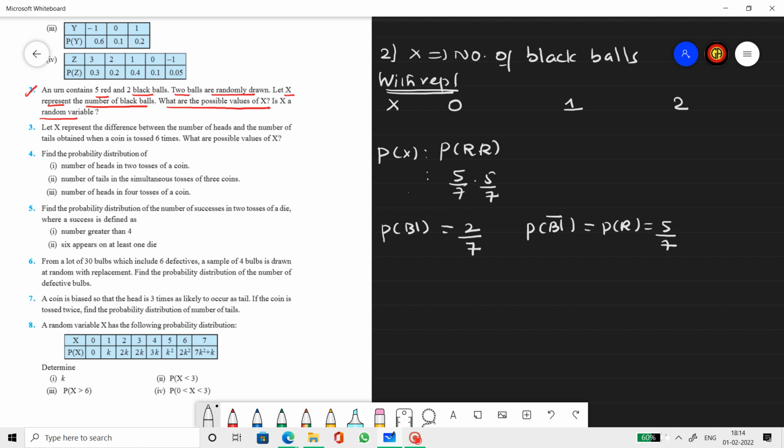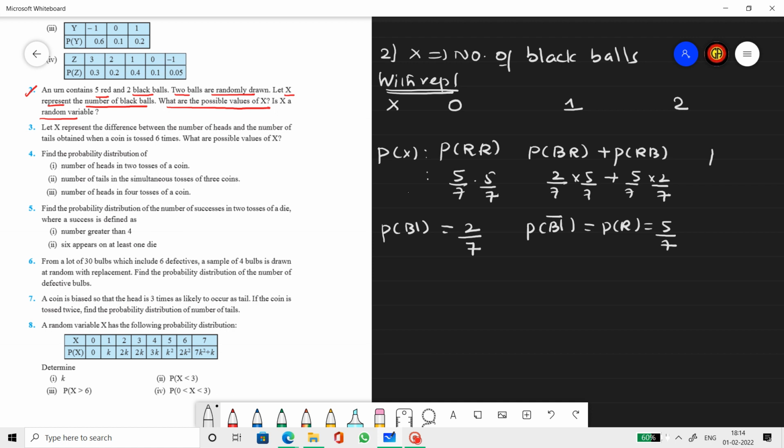Now when x is equal to 1, which means one of the balls is a black ball. So that could be black, red, probability of black, red, or probability of red, black, which is 2 by 7 into 5 by 7 plus 5 by 7 into 2 by 7.